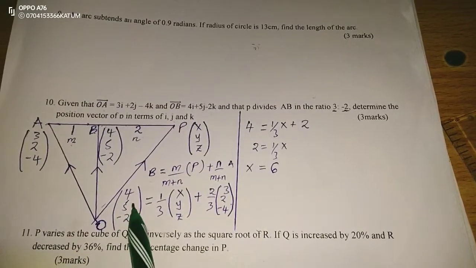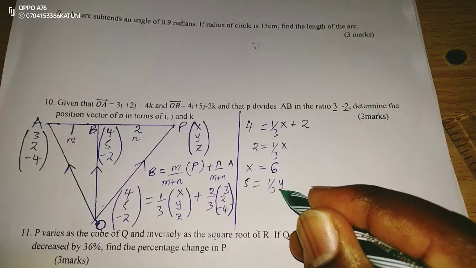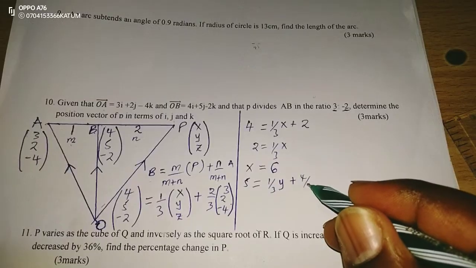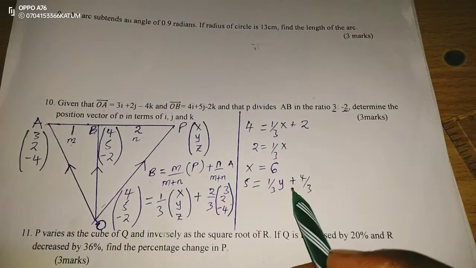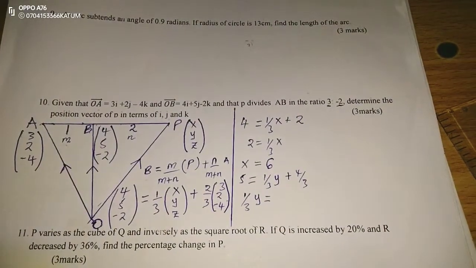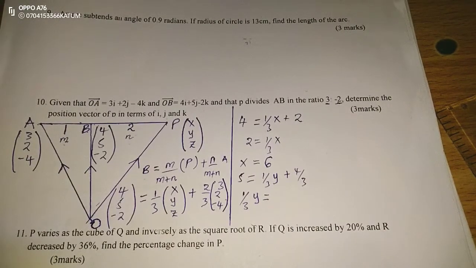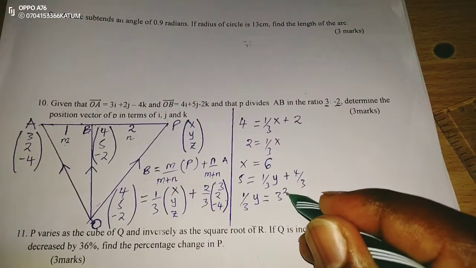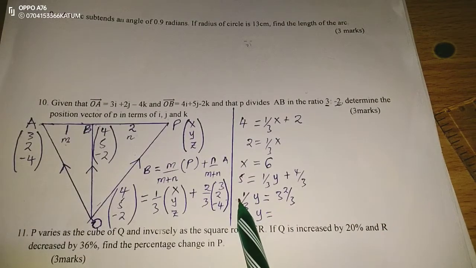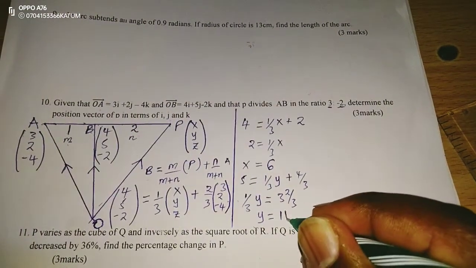Next, we equate the y components. 5 is equivalent to a third y plus 2/3 of 2, which is going to be 4 out of 3. So that will remain with a third y on one side. Then we take 5 and subtract 4 out of 3. This gives us 3 and 2/3. Now to remain with y, we need to multiply by 3 because this is a third, and also by 3 on the other side. This gives us exactly 11.